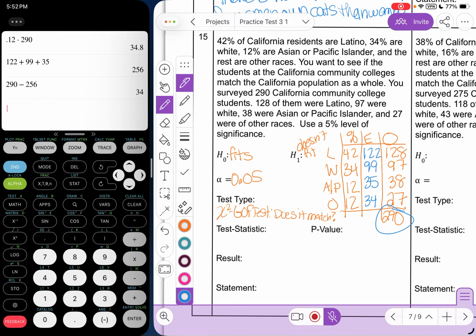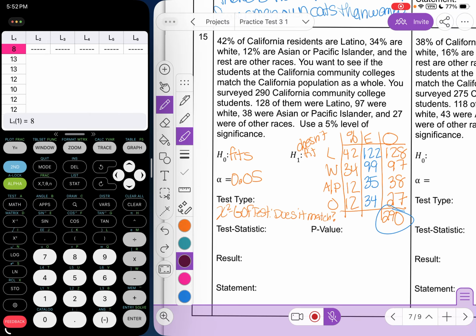So you could do it so that these two numbers are the same because they're both 12%. Or you could subtract and get the 34 because it says the rest are other races. Either of those is fine. Just make sure you find a way to tell me what you put in. This question will probably ask you, what did you put in for the expected? So I know which number to check. That way I know if you did 34 or 35. So I'm checking your numbers correctly.